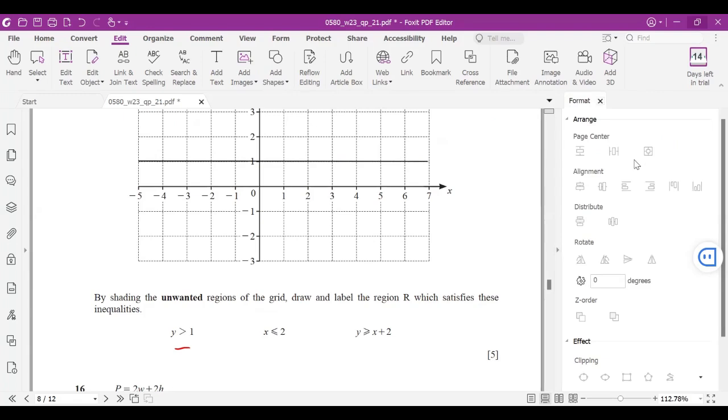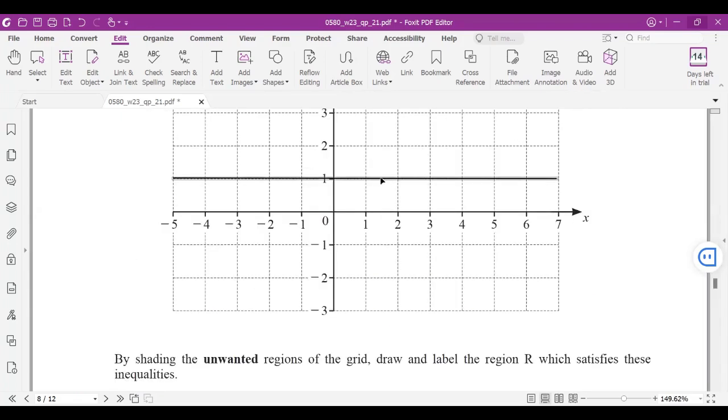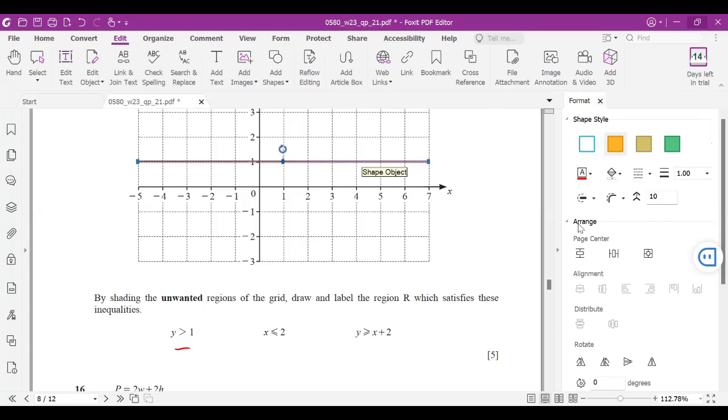Beautiful. So now, this line here, let's do something about this line. For red, let's increase this line a bit. Okay, and we know it's going to be a dotted line. Beautiful. So it's a dotted line, and the reason why it's a dotted line is because it has a single inequality symbol.